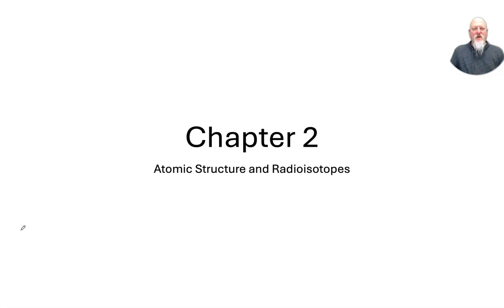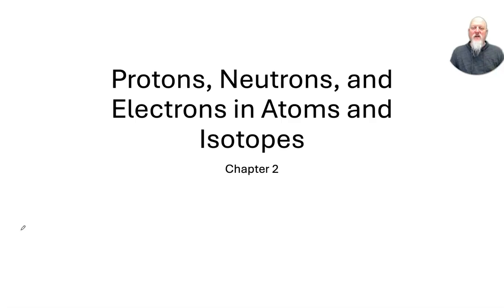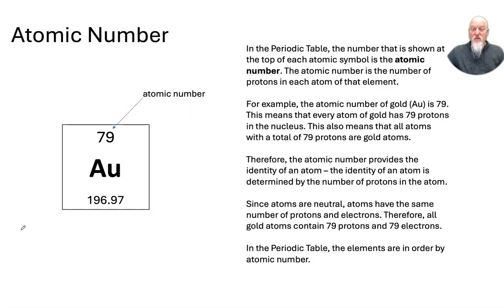All right, let's continue in chapter 2 here, and let's talk about protons, neutrons, electrons a little bit deeper, and these things called isotopes. Okay, on the periodic table, we're going to see a little block for each element. And depending on the periodic table that you have, the information that's in that little block is going to be a little bit different.